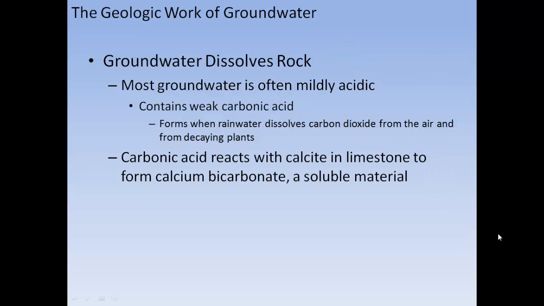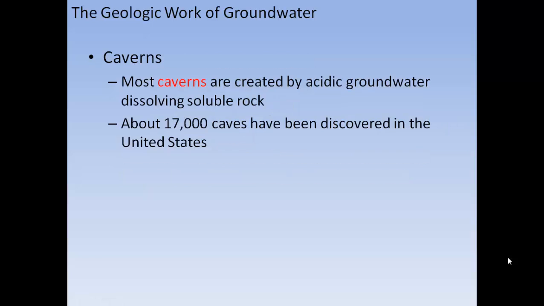The groundwater dissolves rock. Most groundwater is mildly acidic and contains weak carbonic acid, which forms when rainwater dissolves carbon dioxide from the air and from decaying plants. Carbonic acid reacts with the calcite in limestone to form calcium bicarbonate, a soluble material. So caverns are created by acidic groundwater dissolving soluble rock.